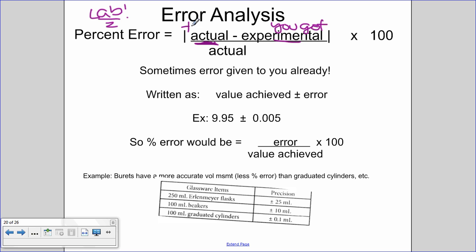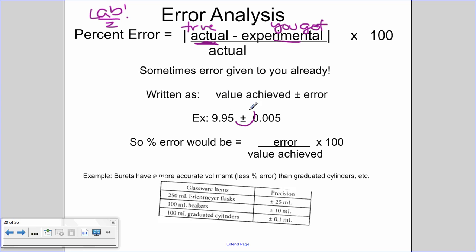So this is the true value minus the experimental value, which you've gotten. Take the absolute value of that, because you don't want a negative percent. You just want to tell me the percent error. It doesn't matter if it's up or down from the true value, usually. Divided by the actual or true value again, times 100. That's going to give you a percent error.